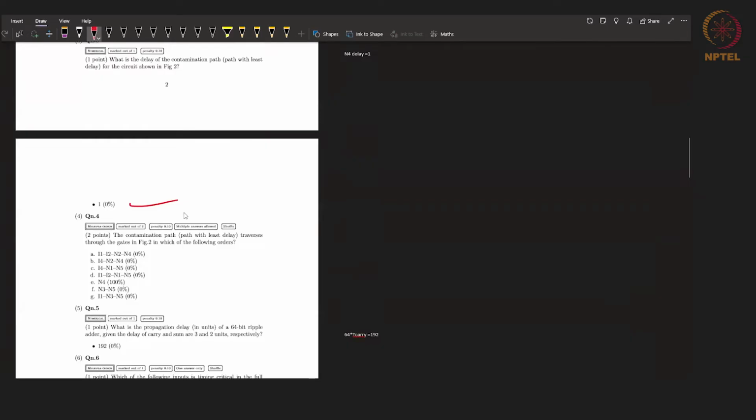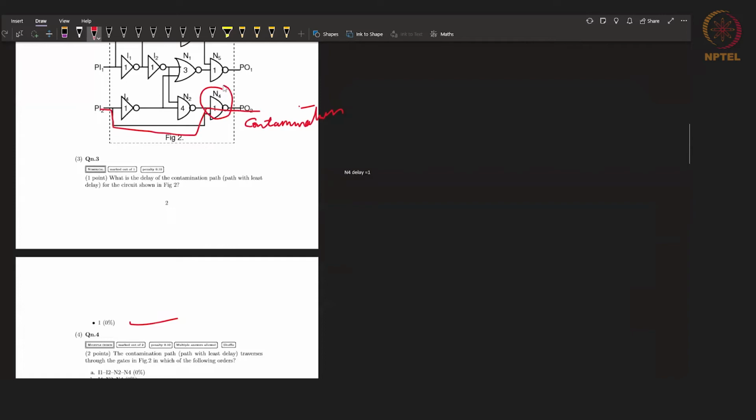Question number 4. The contamination path traverses through the gates in figure 2 in which of the following orders? So we've discussed that it is N4. N4 is the gate it traverses through.